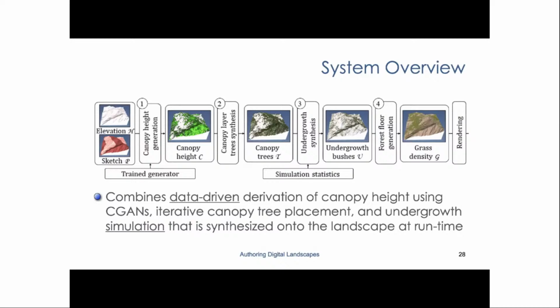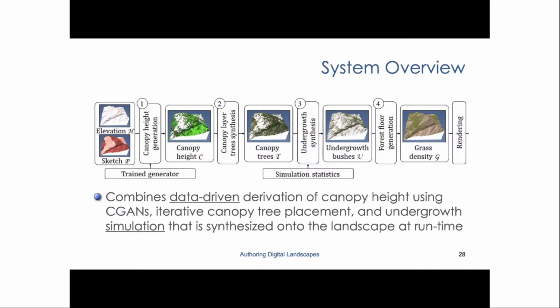It takes in an elevation as a height field, and it uses a sketch, which can be interactively changed. We then generate a canopy height model. This basically specifies for a given cell on the landscape what the height of the canopy is. And that's done using a data-driven approach. In particular, we use CGANs to learn the mapping from the elevation and the sketch to the canopy height.